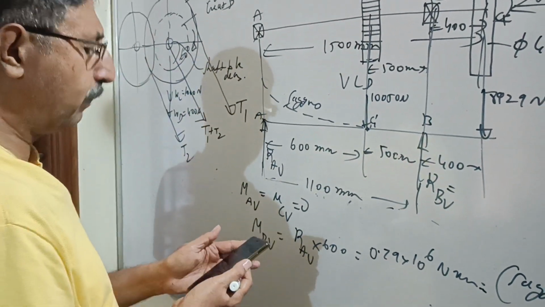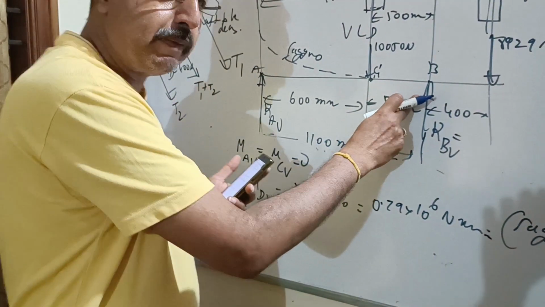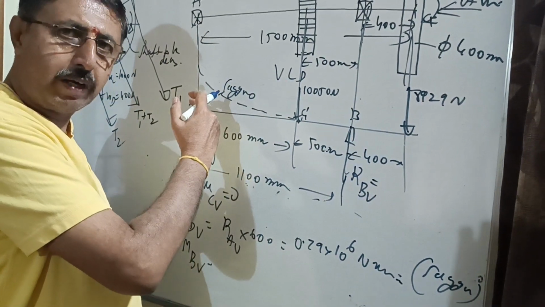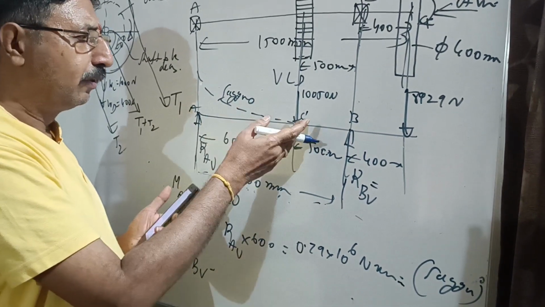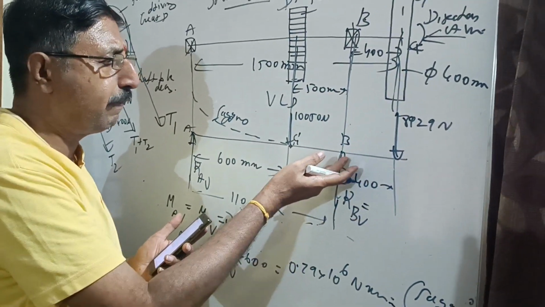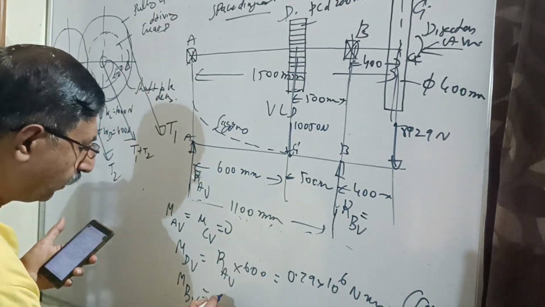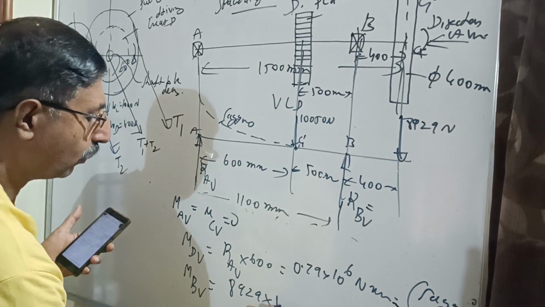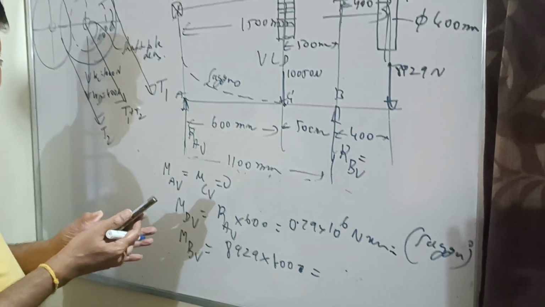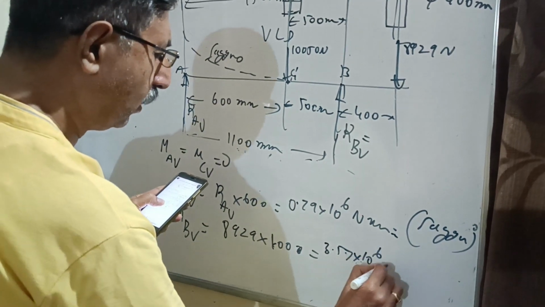Similarly, if I want to find out the bending moment at point B, we can find it by taking moment due to all the forces either to the right of point B or to the left of point B. Because there are two forces to the left of point B, it will take more time. Instead, because there is only one force to the right of point B, it is easy to find the bending moment due to 8,929 only. So what is bending moment at point B? That is 8,929 into 400, which is 3.57957 into 10 raised to 6 Newton millimeter.